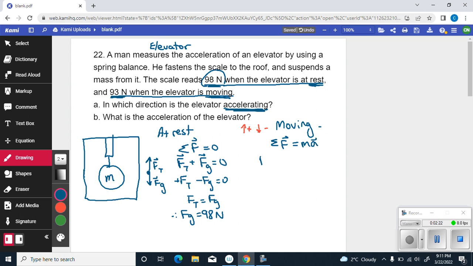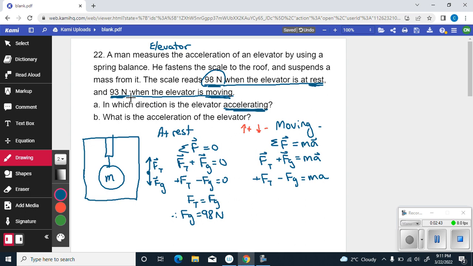So I still have my tension up. My free body diagram doesn't really change. One arrow is now going to be bigger. My tension is still going to be up. My gravity is still going to be down. And that's all going to equal mass times acceleration. I don't know my direction of the acceleration yet. I got to do some calculations first.